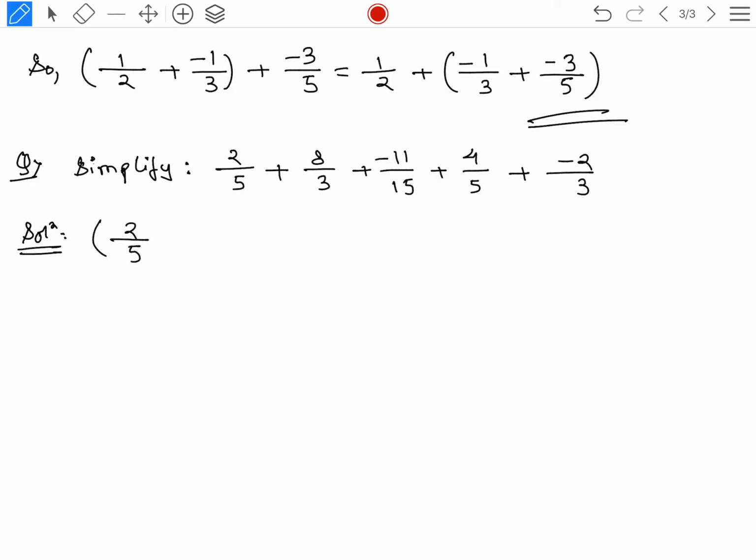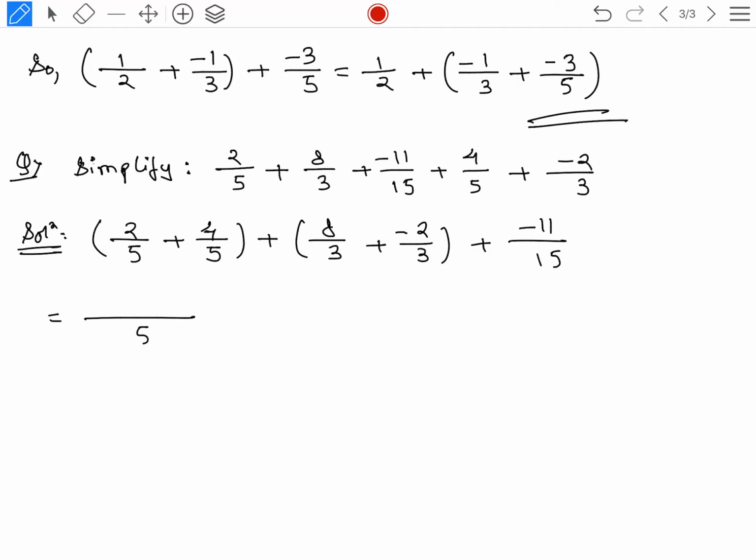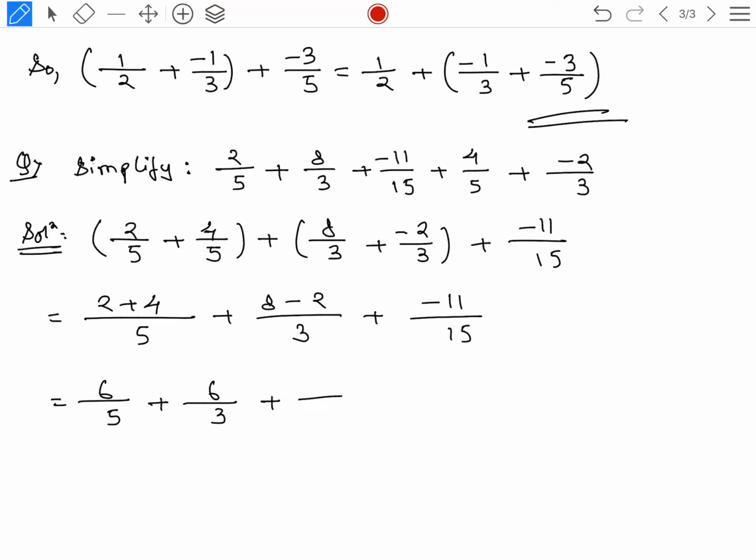Suppose first I group with denominator 5, that is 2 by 5 plus 4 by 5. Then group with 3, 8 by 3 plus minus 2 by 3. And what is left? That is plus minus 11 by 15. Now we can solve it easily, because in these two cases the denominator is the same, 5, so 2 plus 4. Then denominator is 3, so 8 minus 2, plus and minus, it is minus. Then plus minus 11 by 15. So 2 plus 4 is 6 by 5, then plus 6 by 3 plus minus 11 by 15.